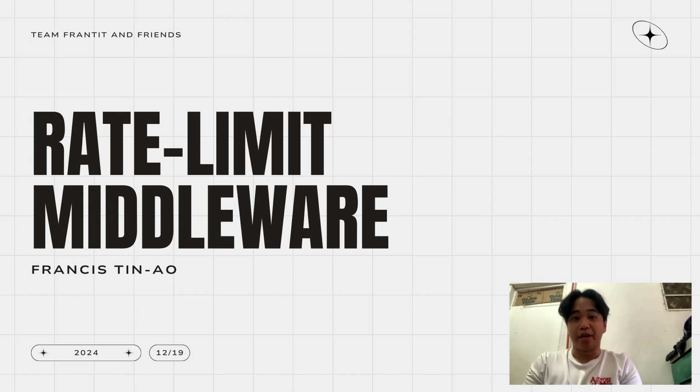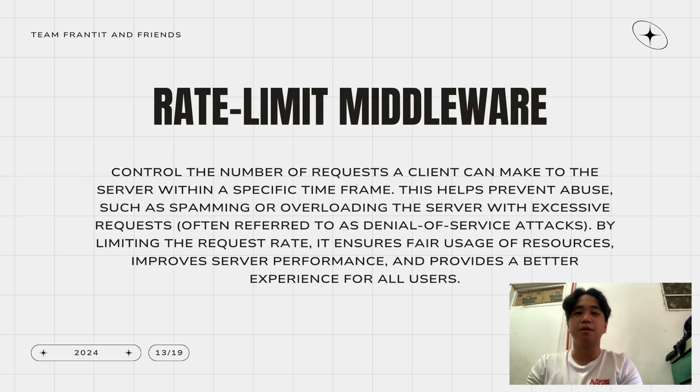Now heading on to the rate limiting functionality we added to our API gateway. So this feature enhances the existing controllers by protecting our APIs from excessive requests and ensuring fair access for all users. Now, the purpose of the rate limit middleware is to control the number of requests a client can make to the server within a specific time frame.